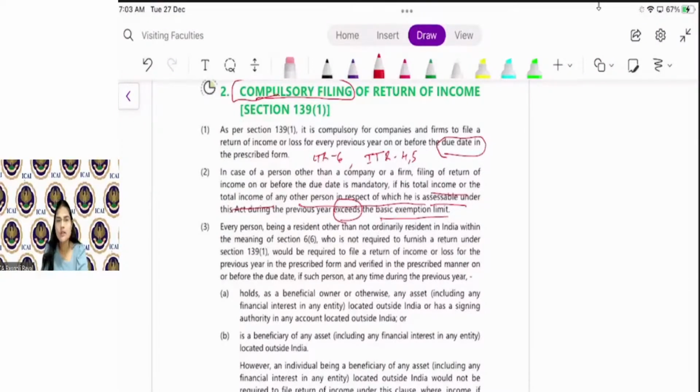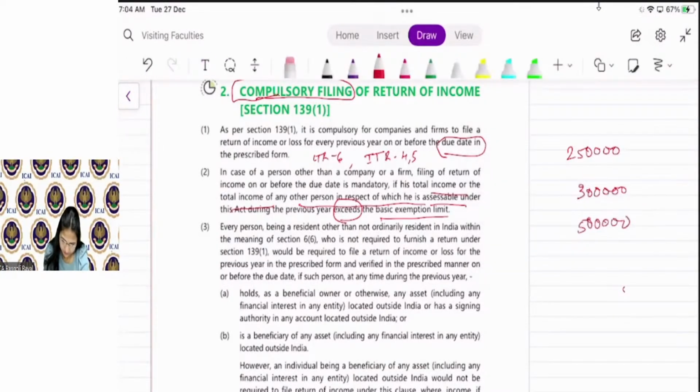So for an individual, the basic exemption limit is 2,50,000. For a senior citizen, the basic exemption limit is 3 lakh. For a super senior citizen, the exemption limit is 5 lakh. So if your income exceeds the basic exemption limit, but this income should be before deduction under chapter 6A and before exemptions under capital gain chapter, that is 54, 54EC, 54F, etc.